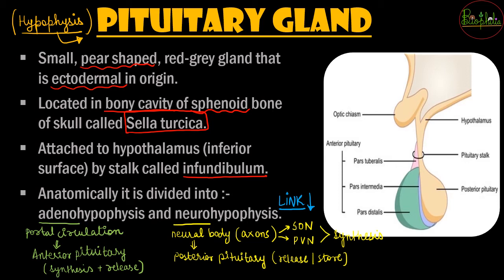So this is the general introduction about the pituitary gland. Now let us understand in detail about the two divisions, that is the adenohypophysis and the neurohypophysis.